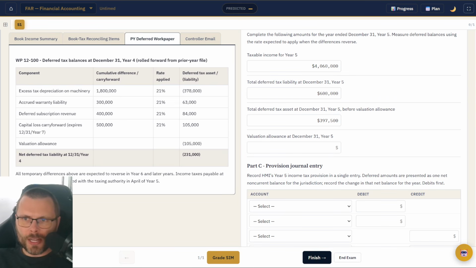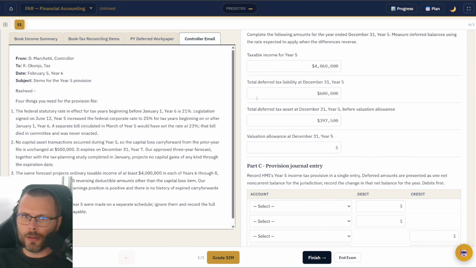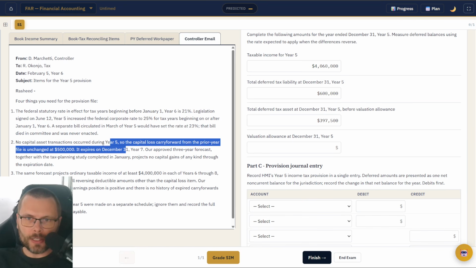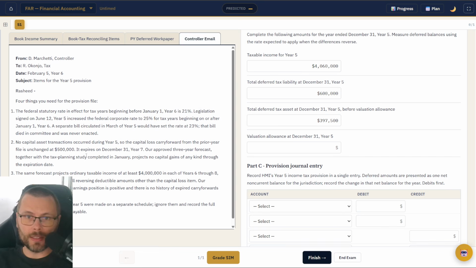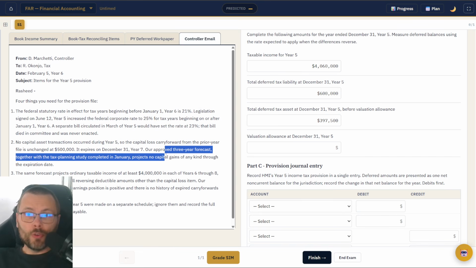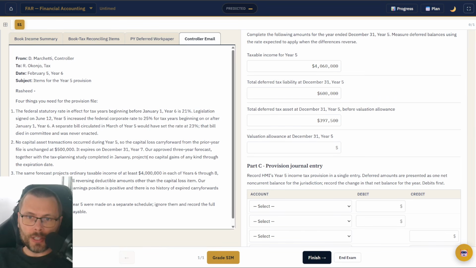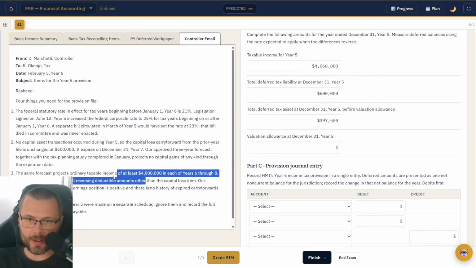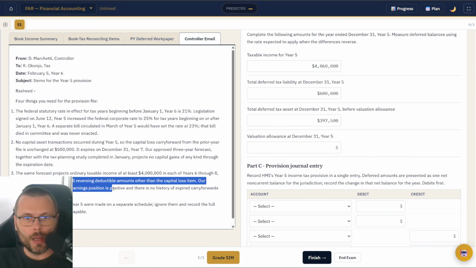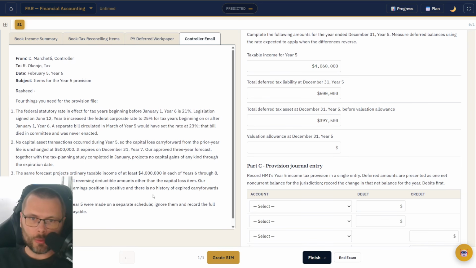And the last one, valuation allowance at December year 5. There was something about that. No capital asset transaction during year 5, so the capital loss carry forward from the prior year is unchanged, 500,000. Our approved 3-year forecast, together with tax planning in January, projects no capital gains of any kind through the expiration date. The same forecast projects ordinary taxable income of at least $4 million in each of years 6, 7, and 8, which comfortably exceeds all reversing deductible amounts other than the capital loss item.